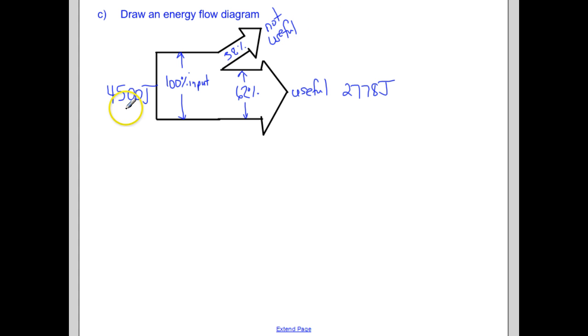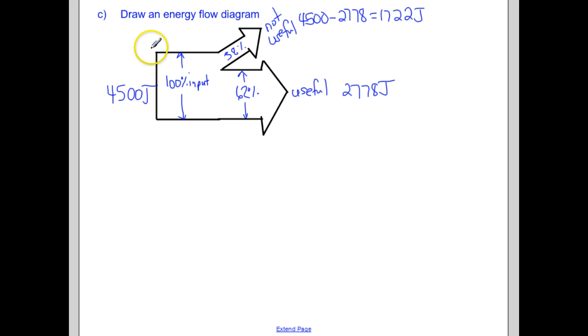And so if we started with a total amount of 4,500 joules, subtract what was useful, tells you how many joules of energy was part of the non-efficient or the non-useful, and that's 1722 joules. So this basically is just taking, once you've calculated the efficiency for anything that you do, this type of diagram will always be drawn like this.